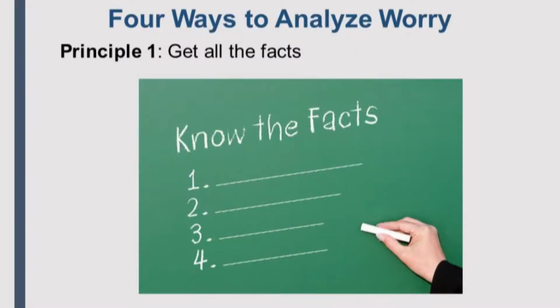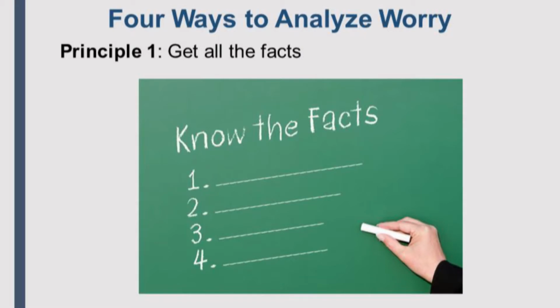First of all, let's understand what are these 4 ways to analyze worry. First principle says, get all the facts. When you're worrying, instead of just worrying, get all the facts. What is causing you the worry? What are the factors that is causing you the worry? So get all the facts. Don't opinionate on your worry. Don't philosophize. Don't assume, but get all the facts. Clearly, descriptively, these are the facts that I need to work on.